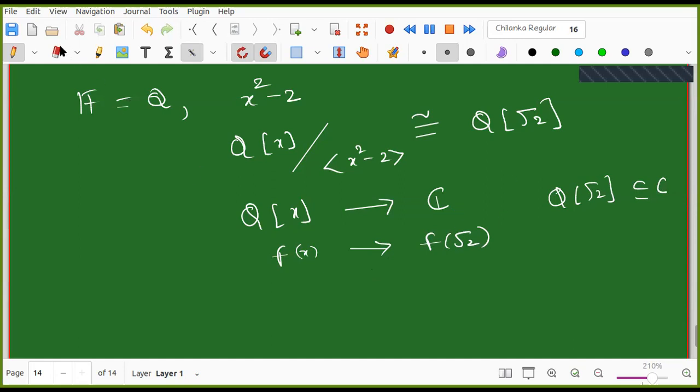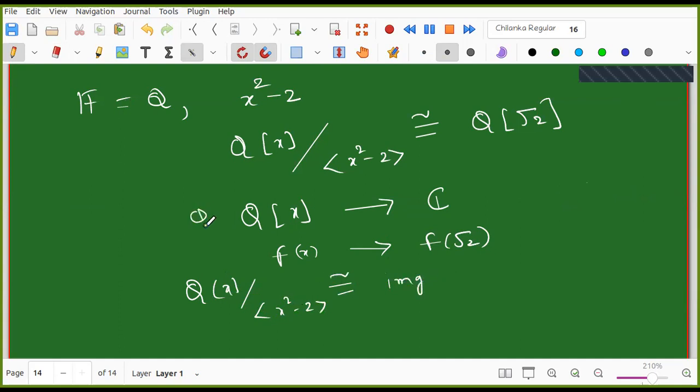But this v itself we don't know, so don't worry about that. So Q[x]/(x² - 2) is isomorphic to the image of this map, this phi. So phi of Q[x], that is equal to substituting root 2. So that is exactly Q(√2), and we know that it is a finite field extension of degree 2.